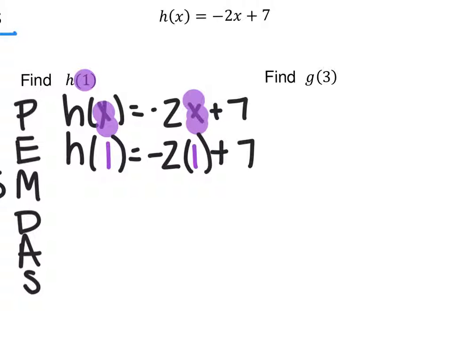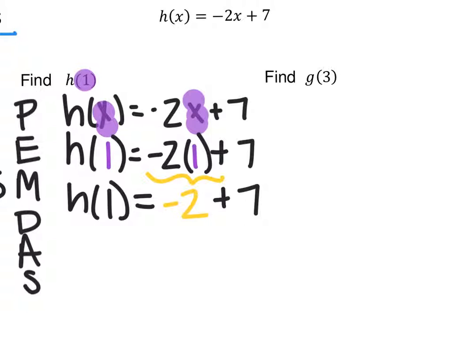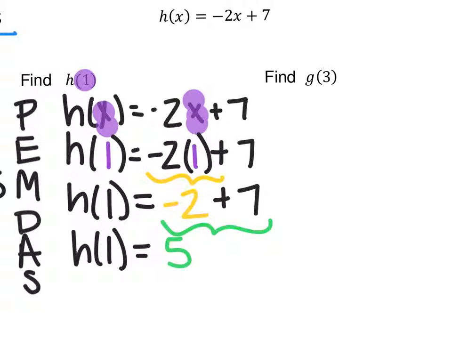And again, just following my order of operations, I'm going to take care of my multiplication first. So I'm going to multiply negative 2 times 1, which is negative 2, plus 7. And then I can do my addition. So h of 1 equals negative 2 plus 7, which is 5. So h of 1 equals 5 would be my final answer.